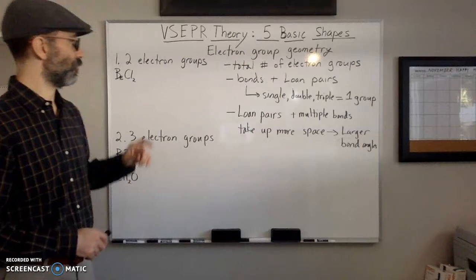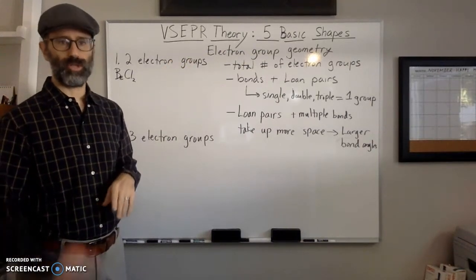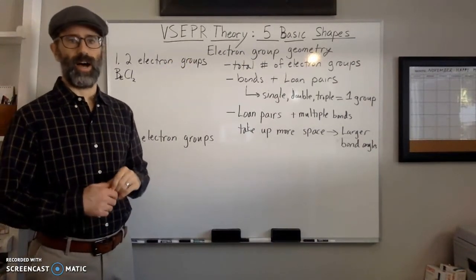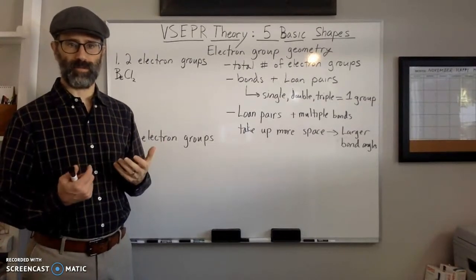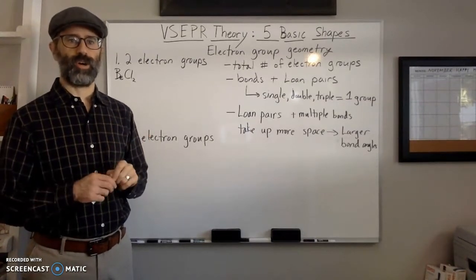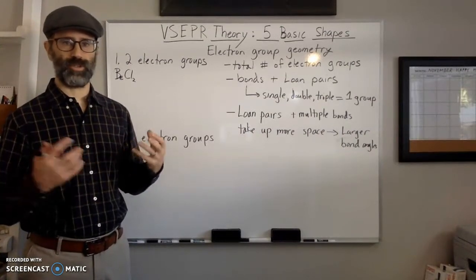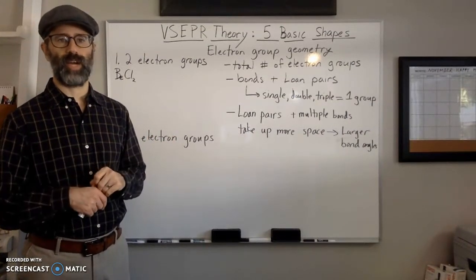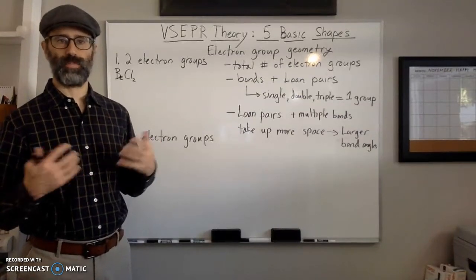Okay, and this has to do with the R part of it, the repulsion. So repulsion comes from the fact that your electron groups around the central atom are all negative, right? Negative electrons. Because they all have the same charge, your different groups of electrons are not going to be next to each other, because like charges repel each other.